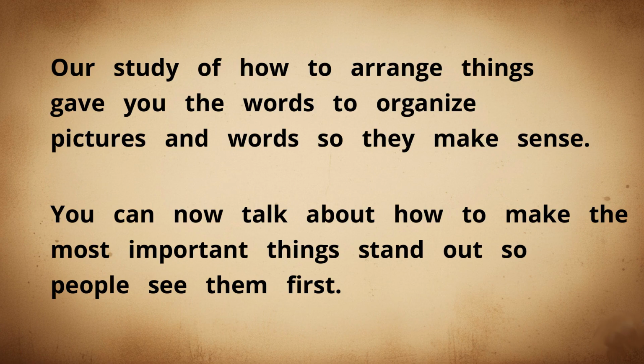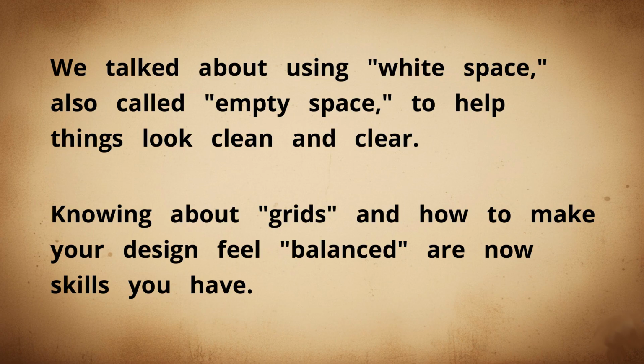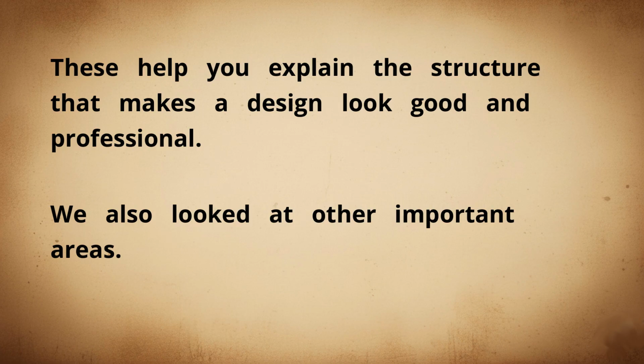Our study of how to arrange things gave you the words to organize pictures and words, so they make sense. You can now talk about how to make the most important things stand out, so people see them first. We talked about using white space, also called empty space, to help things look clean and clear. Knowing about grids and how to make your design feel balanced are now skills you have. These help you explain the structure that makes a design look good and professional.